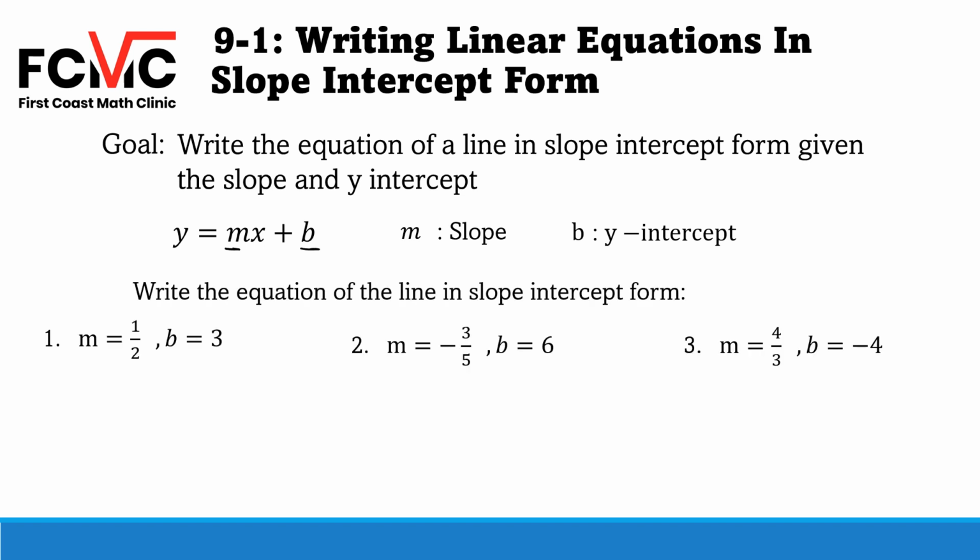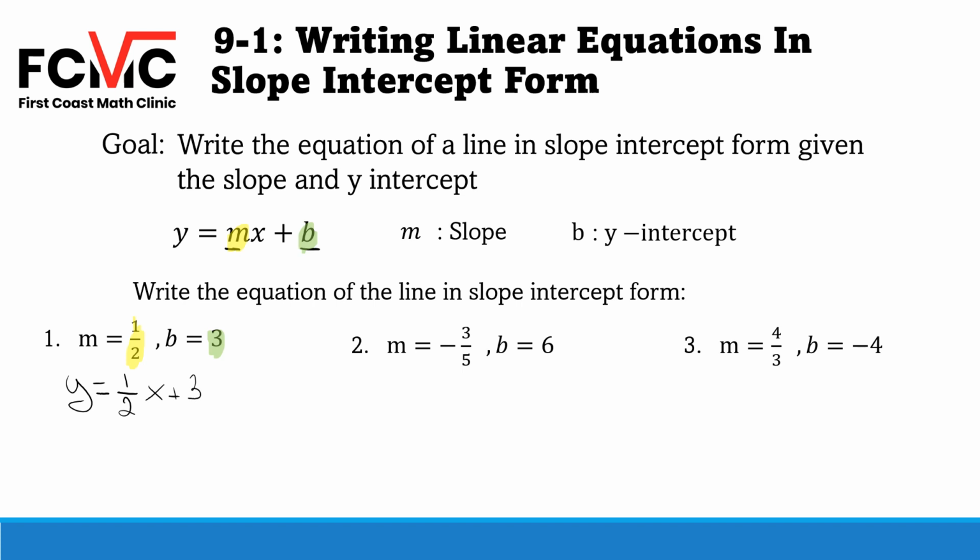For number 1, we've got a slope of 1/2 and a y-intercept of 3. This is kind of the easiest set of examples to write our equation in slope-intercept form. We're just given our two pieces of information. So m is 1/2, b is 3. We substitute those values into our equation in slope-intercept form, so we're going to have y equals 1/2 x plus 3.